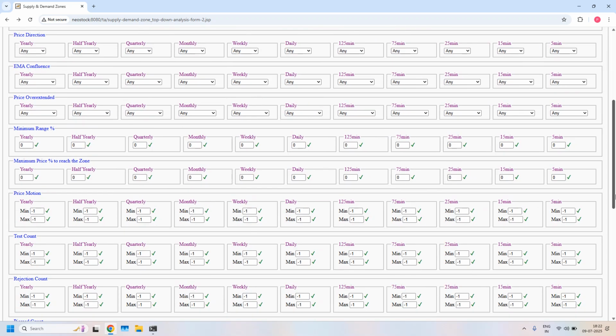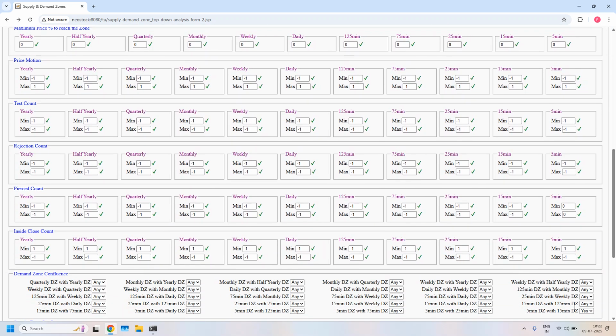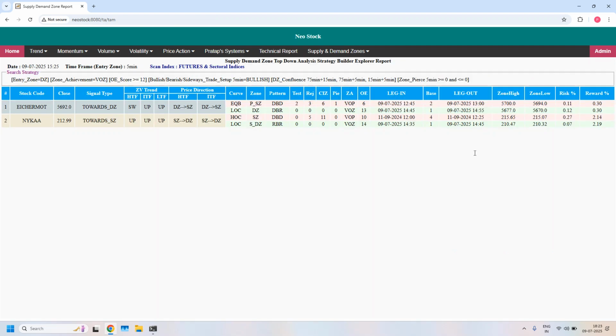Remove EMA filter. Demand zone confluence, 3 filters we have to set. This is the first one, already enabled. Next 5 minutes and 75 minutes, 15 minutes and 75 minutes demand zone confluence. With all 3 filters, we got 2 stocks. In these 2 stocks, these 5 minutes demand zones are overlapped with 15 minutes demand zone. Both together again overlapped with 75 minutes demand zone. And 75 minutes trend is up. 75 minutes trend up, only 1 stock.